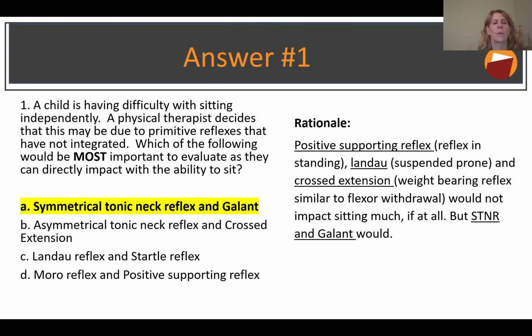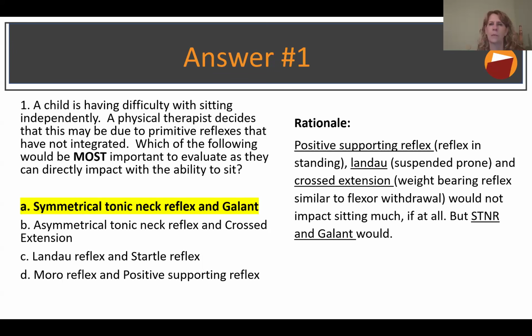Okay, so the symmetrical tonic neck reflex, again, if they're learning how to sit and their legs or their arms are flexing and bending with their head, it's really going to be difficult. Again, the Galant will make them laterally flex. The ATNR will affect it a little bit, but not the crossed extension, because when they're sitting, their feet aren't touching the ground. There's no noxious stimulus. Crossed extension is a weight-bearing reflex. We can test it in supine, but when they're sitting, it's not really at play.